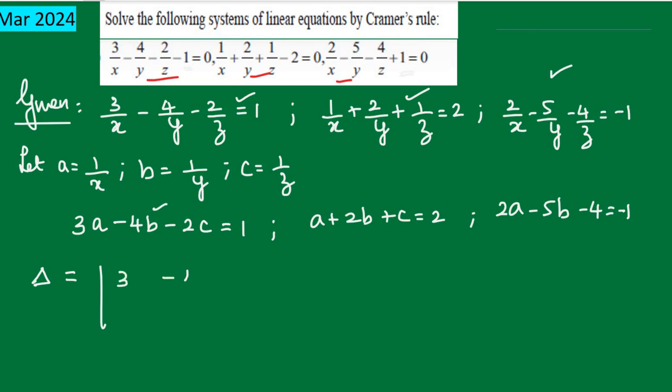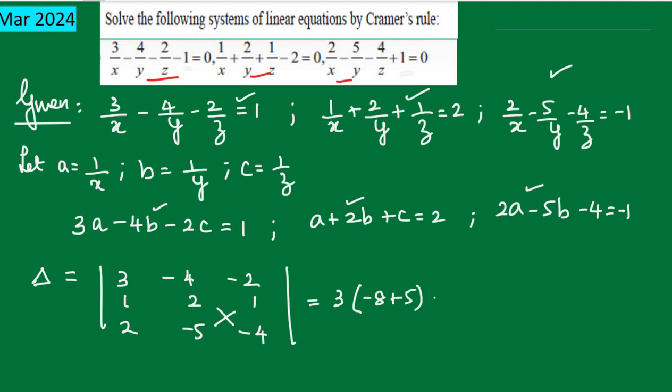So 3, minus 4, minus 2. From the second equation, 1, 2 and 1. Third equation, 2, minus 5, minus 4. Now this is equal to 3 into minus 8 plus 5.